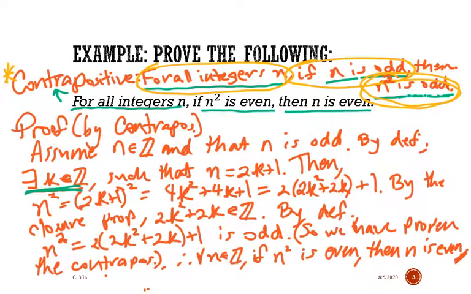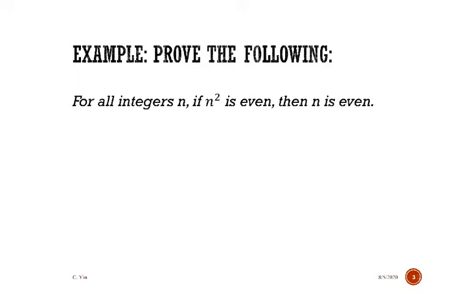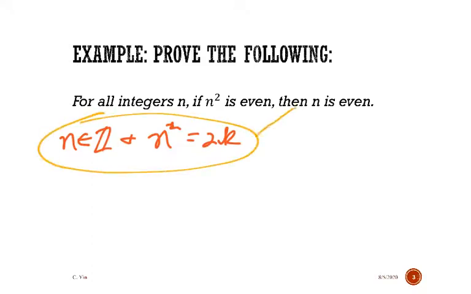I didn't really point this out, but if you had tried to do this problem as it was originally written here, you could assume that n is an integer and assume that n squared is even, but where is that going to take you? So if you said n is an integer and n squared is equal to 2k, how does that lead to this? About the only thing that I can tell you to do to get from the n squared to the n would be to take the square root.